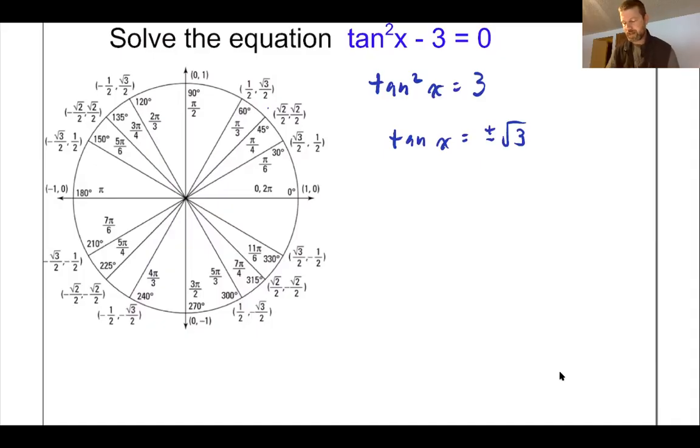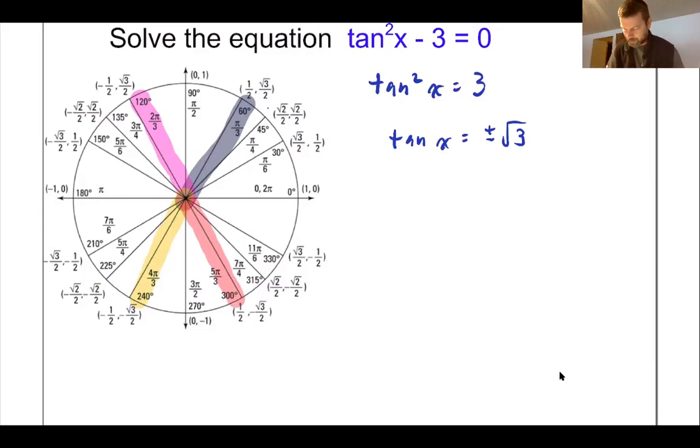Okay, so the 4 times that tangent of x was equal to square root of 3 or negative square root of 3 on my unit circle were at pi over 3 radians, 2 pi over 3 radians, 4 pi over 3 radians, and 5 pi over 3 radians. Now, I could write all those answers separately, and that's fine.